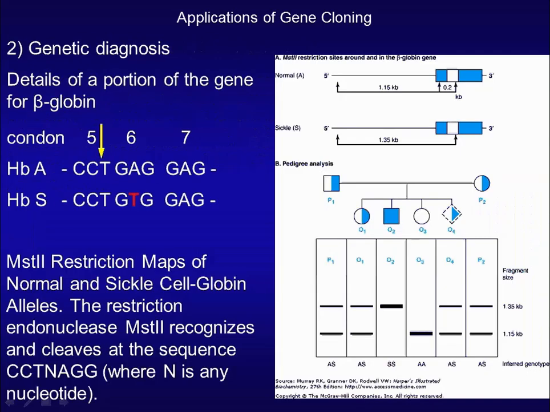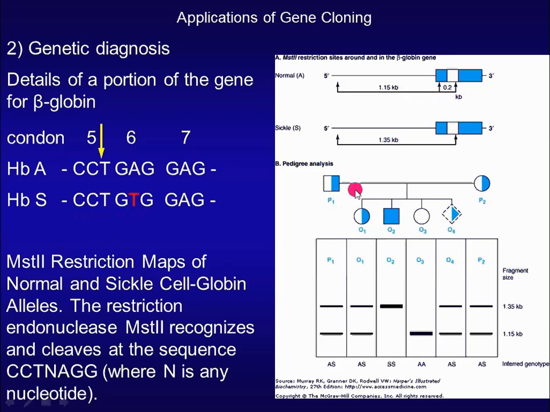Here is the genomic DNA around beta-globin gene. In a normal allele, there are 3 MST2 sites. As a result, after restriction by MST2, we see a 1.15 kb and 0.2 kb bands. But in the sickle cell allele, the second MST2 site is destroyed. As a result, we only see one band, which is 1.35 kb band.